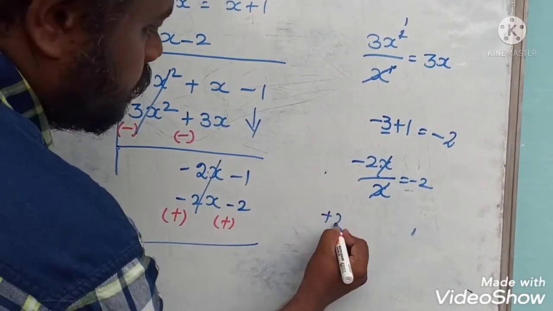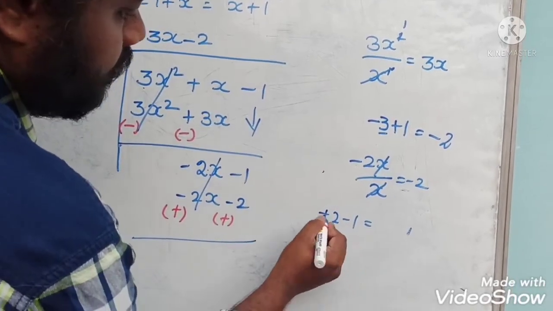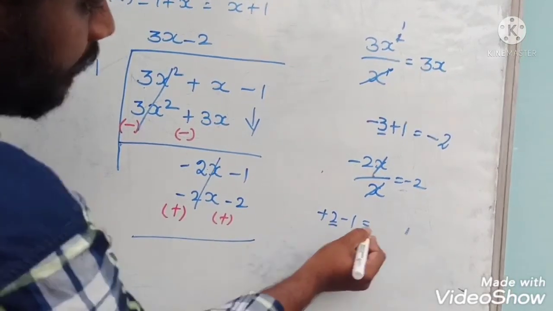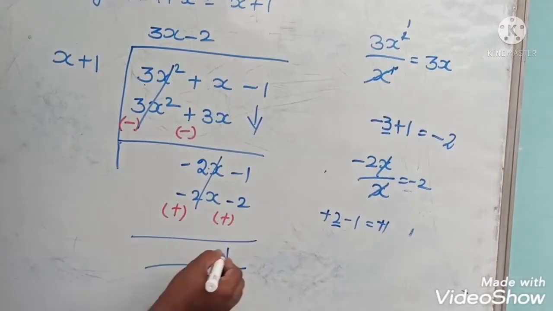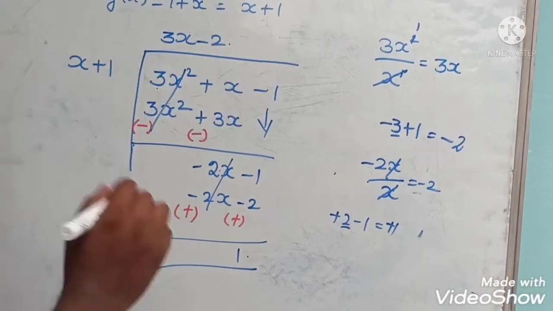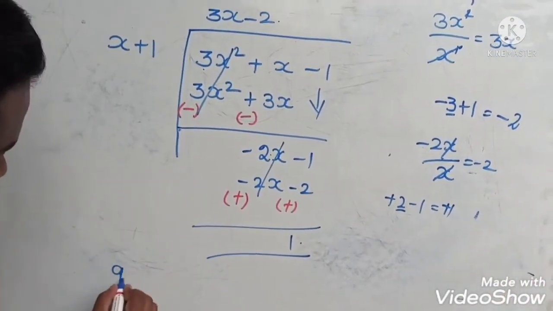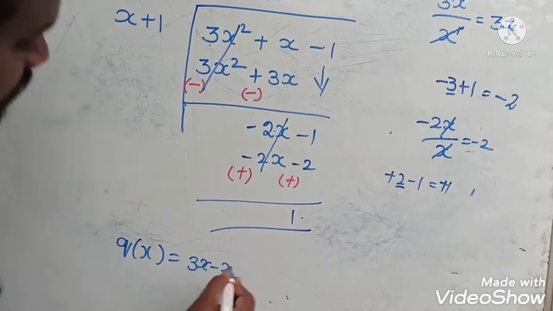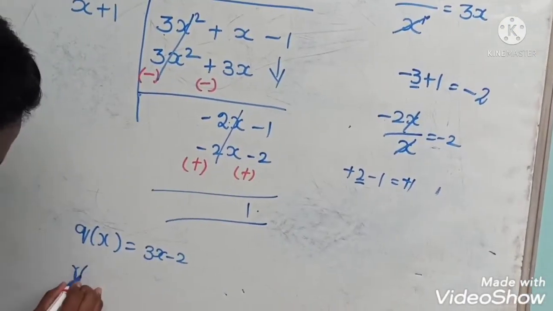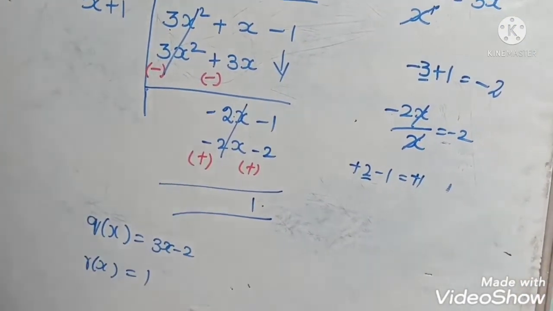So plus 2 minus 1. Here, different symbol. This one is bigger. So the answer will be plus 2 minus 1, 1. So plus 1. This is the remainder and this is the quotient. So q of x equal to 3x minus 2, and then the remainder R of x equal to 1.